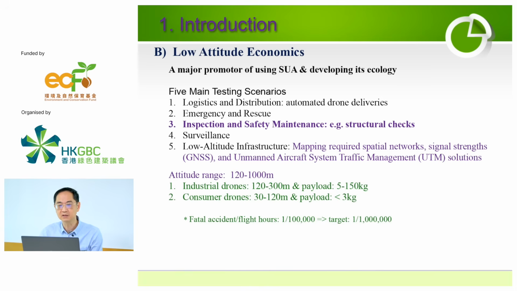We will touch a little bit on mapping today: required spatial networks, signal strengths, GNSS, and unmanned aircraft system traffic management, UTM, solutions. For the altitude, normally the LAE ranges from 120 to 1,000 meters, but in fact we will not reach that high. Industrial drones normally range from 120 to 300 meters, with a payload of 5 to 150 kg. For consumer drones, the flying range is about 30 to 120 meters, and the payload is normally less than 3 kg.